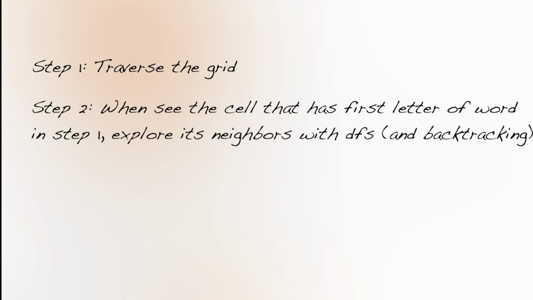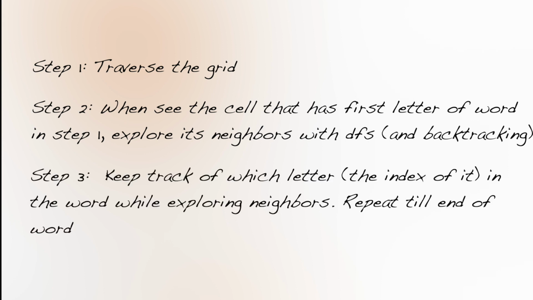So now let's go over the steps of solving this problem. Step 1, we need to traverse the whole grid. Step 2, when you see the first letter of the word during step 1, you want to explore its neighbors with DFS. Step 3, while exploring its neighbors, you want to keep track of the index of the letter that you're currently looking for in the word, so that once you've reached the end of the word, you know that you found all the letters in the board and you can simply return true for this question.